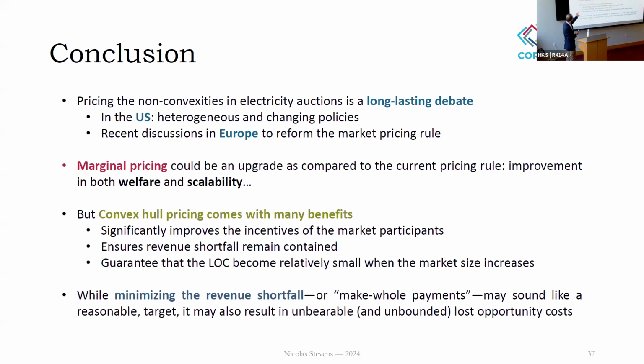And then we have seen that one particular approach, the one that is trying to be as incentive compatible as possible, has several advantages. It improves the incentive of market participants and also the distribution of it. It ensures that revenue shortfall remains relatively small, and it even guarantees that when your market size grows, everything will smoothen out and this incentive will overall improve. And finally, we saw that the option of minimizing revenue shortfall, although it might sound like a reasonable idea when you look at small examples, in practice may result in very high, unbearable lost opportunity costs. And that's it.